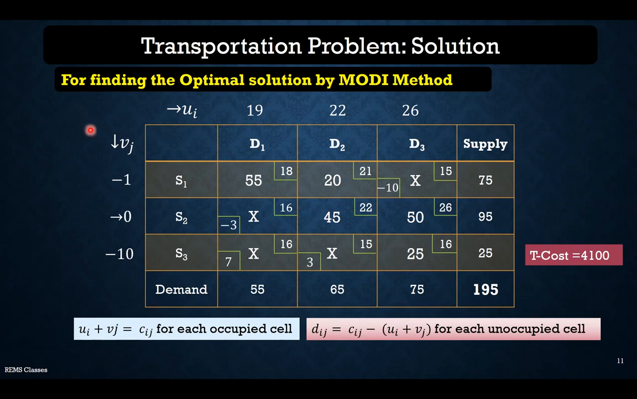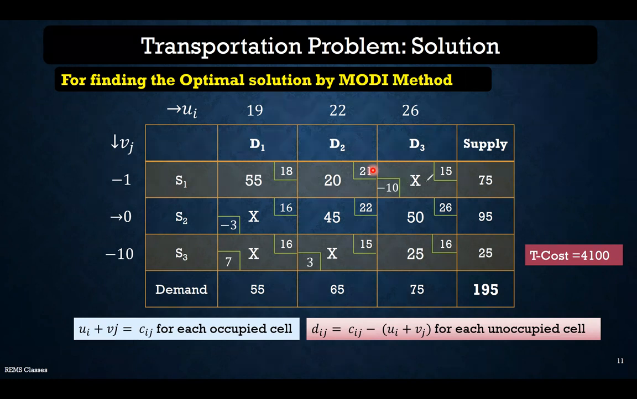Next, we are checking whether the solution is optimal or not. For that, if all the values of opportunity cost, that is the Dij values, are either greater than 0 or equal to 0, then we will say that this particular solution is optimal. If not, the solution is not optimal. Right now, there is a negative value, less than 0, so this particular solution is not optimal. So we will optimize this particular solution.